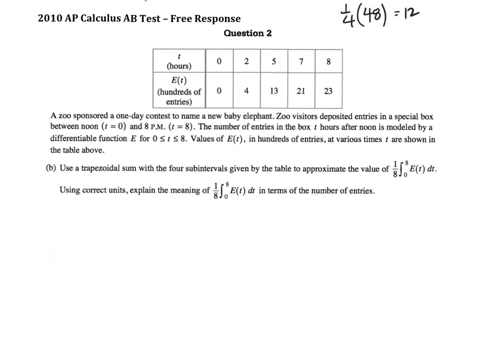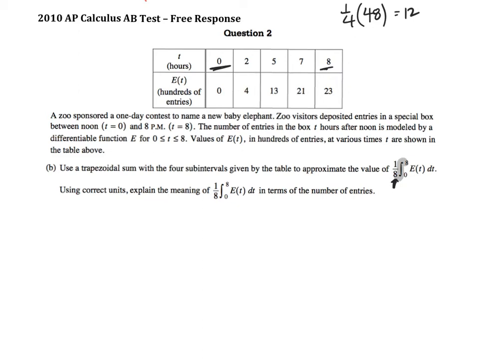All right, lastly, we were talking about naming a baby elephant. We are naming a baby elephant, and people get to vote on it. So a zoo has sponsored a 1-day contest to name a baby elephant from noon to 8 p.m., which they're going to use in terms of 0 to 8. Use a trapezoidal sum. We're doing it again, but notice what they said is do 1/8 of that trapezoidal sum.